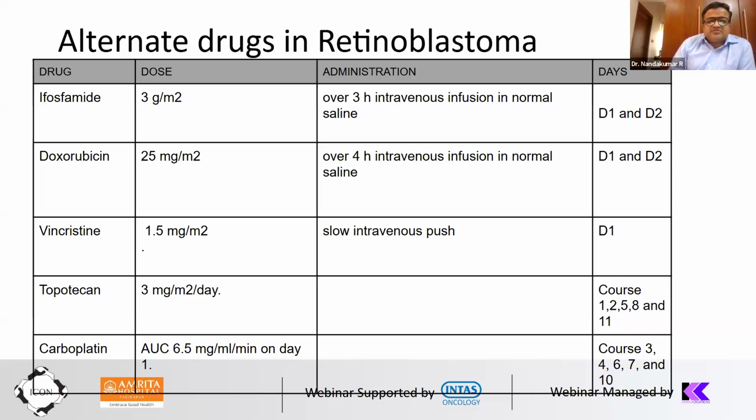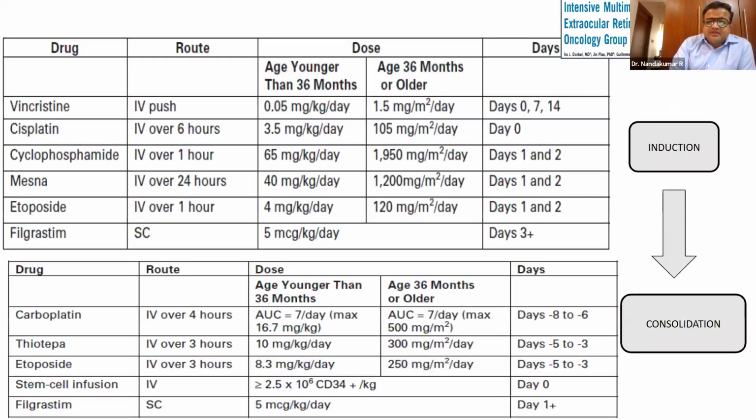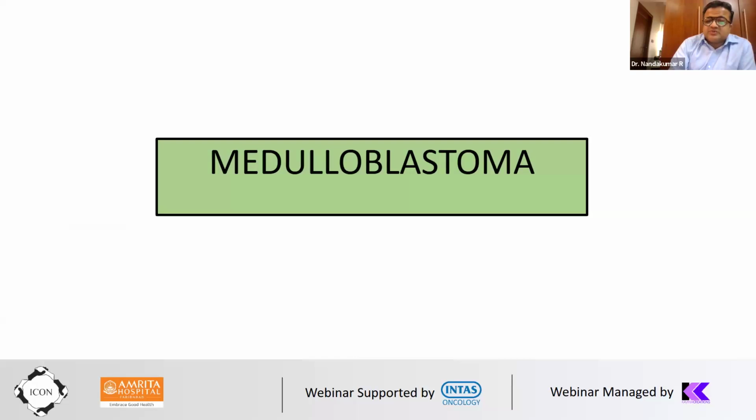Now, alternate drugs like ifosfamide, doxorubicin, and topotecan have all been used in retinoblastoma. And with regard to extraocular retinoblastoma with metastasis, there is a role of autologous stem cell rescue, where you use an induction followed by a consolidation and stem cell rescue.